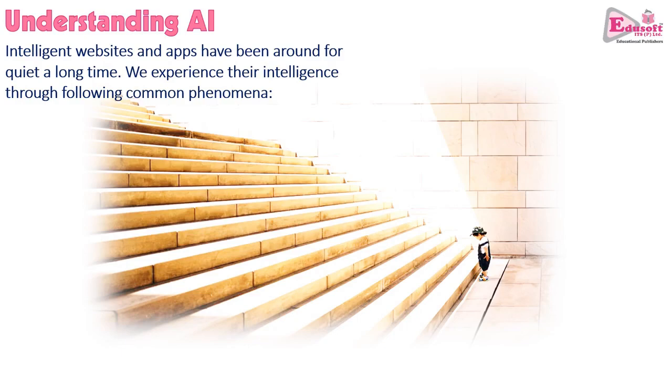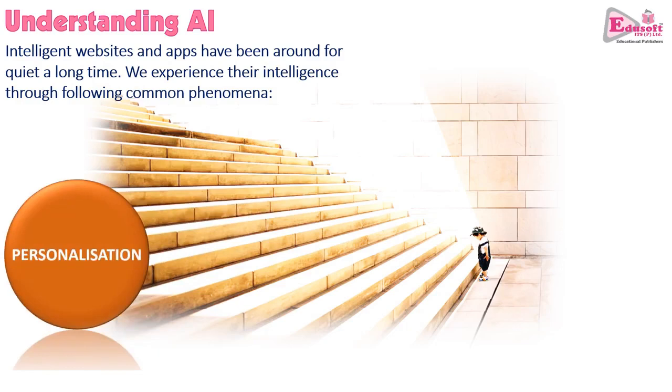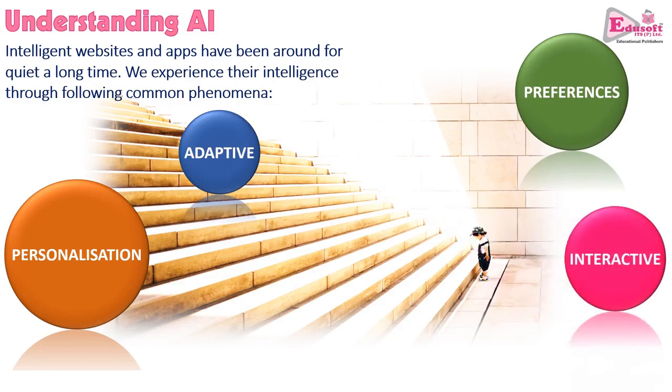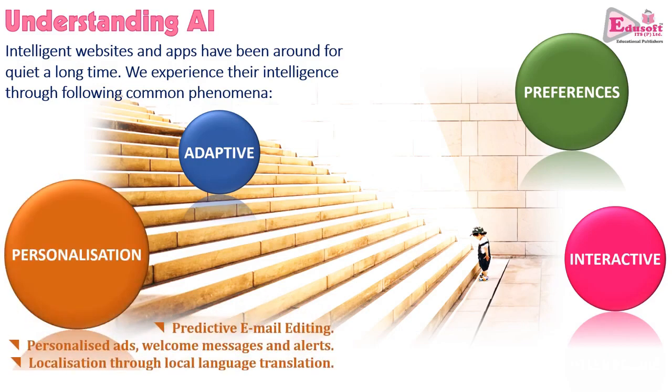Let's look at this. We see that one aspect of these intelligent websites and apps is personalization. Another is adaptivity, preferences, and interactivity. These websites are intelligent enough to give us a feel of personalization. What is it? They personalize the user experience for a particular user, like predictive email editing. A website knows to whom I am emailing. So when I type "dear," the name of the person appears automatically. So they try to predict. The artificial intelligence algorithm in email tries to predict what I am going to type next, and it suggests accordingly.